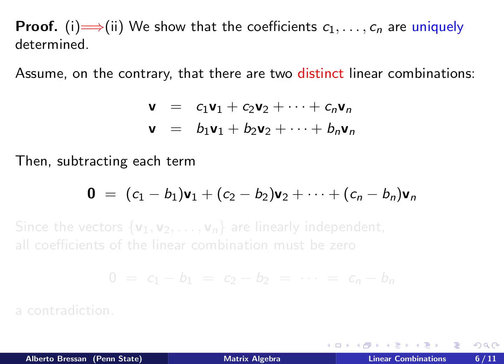And these two sets of coefficients are not unique. They're distinct, meaning at least one of them is different. So among all these coefficients, at least one of them is not 0. So it's not all 0. And we concluded so far with our reasoning that this linear combination will give me 0.